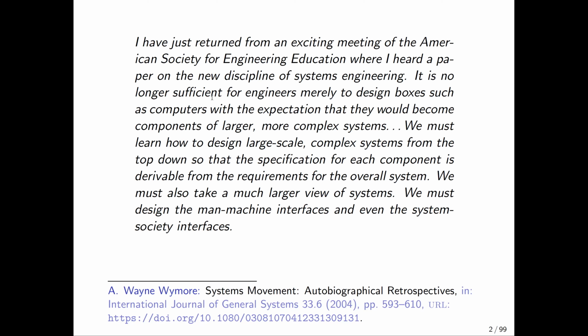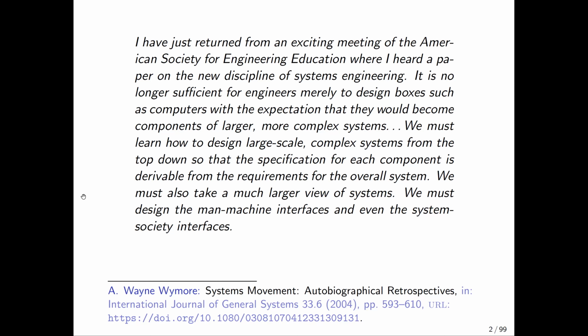Late 1950s. It is no longer sufficient for engineers merely to design boxes with the hope that they are going to become components of larger, complicated things, right? So we have to learn how to design large-scale complex systems from the top down, so that the specification for every component can be derived from the requirements of the overall system. Okay, so this focus on specification-based design has been with systems engineering from the get-go of the field.